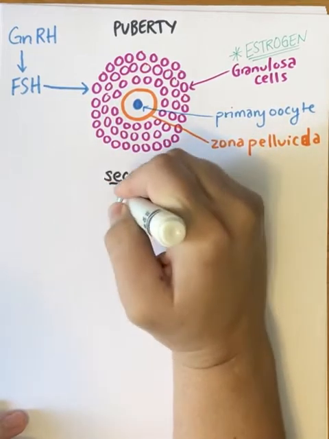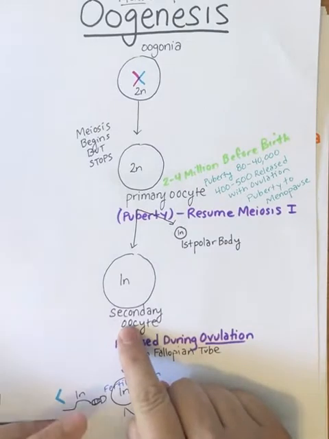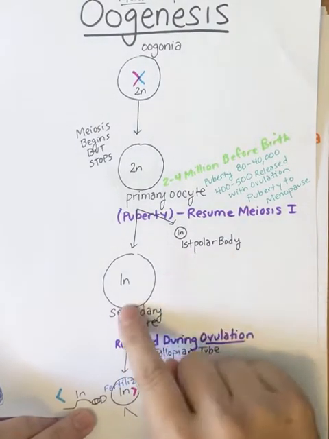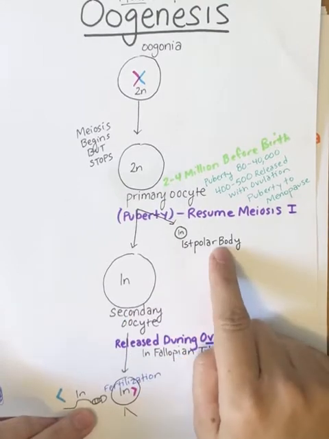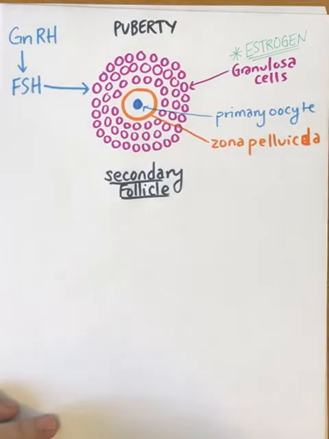It grew from your primary follicle. However, on this one, we have to know that at puberty you are going to now resume meiosis 1. So your primary oocyte is going to divide into your secondary oocyte and your first polar body. Now, I'm going over the follicle, so we're going to change the name of the primary oocyte inside of the follicle to your secondary follicle.